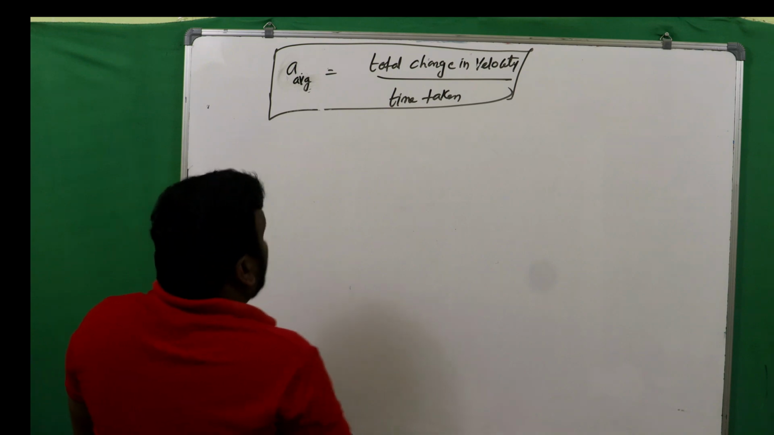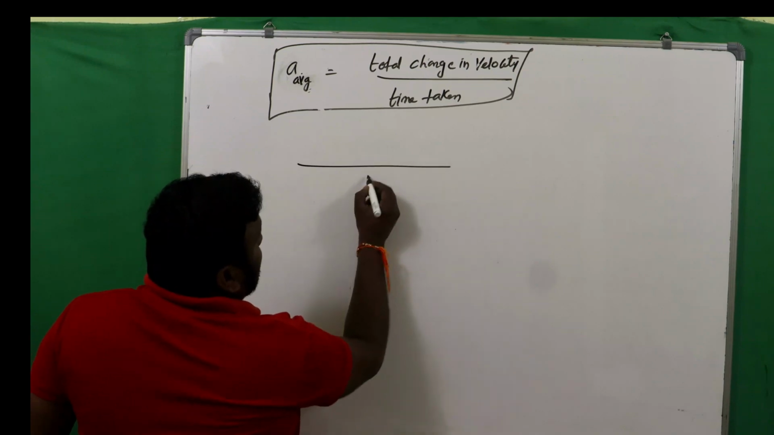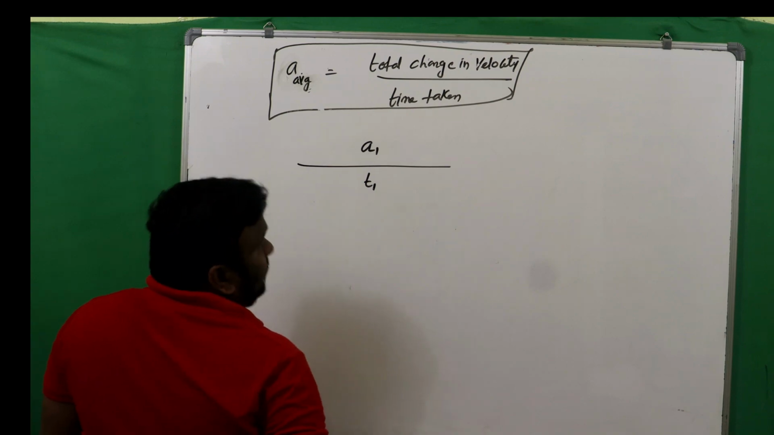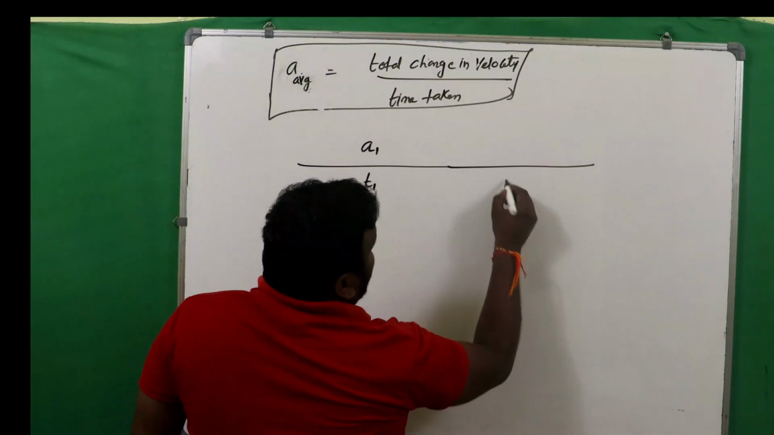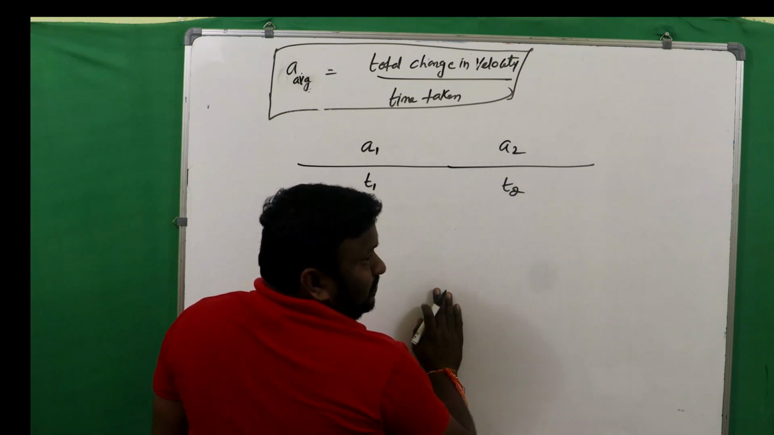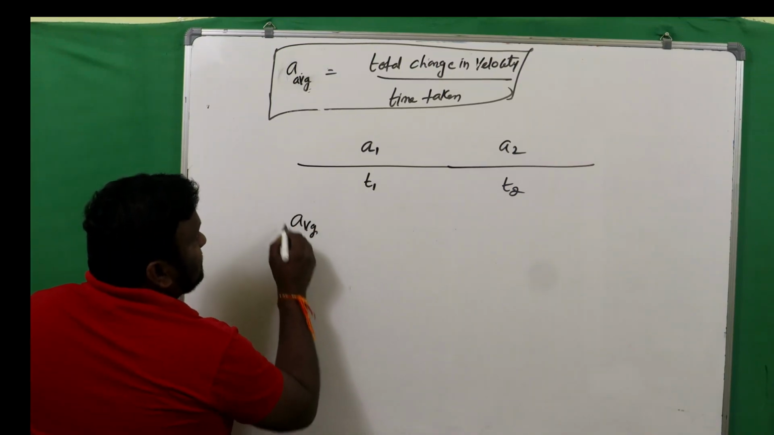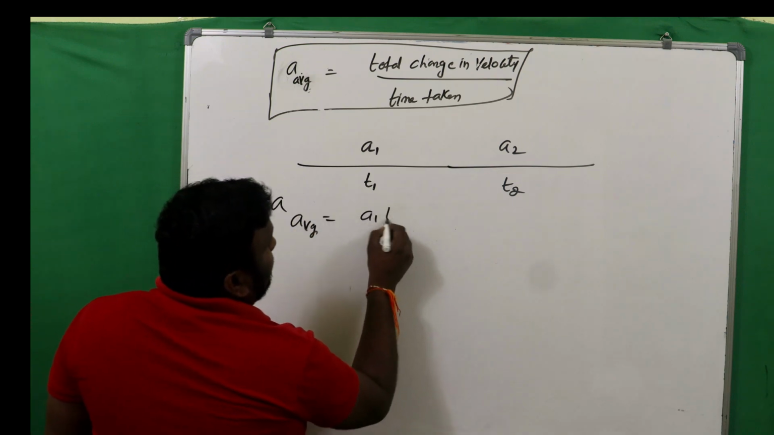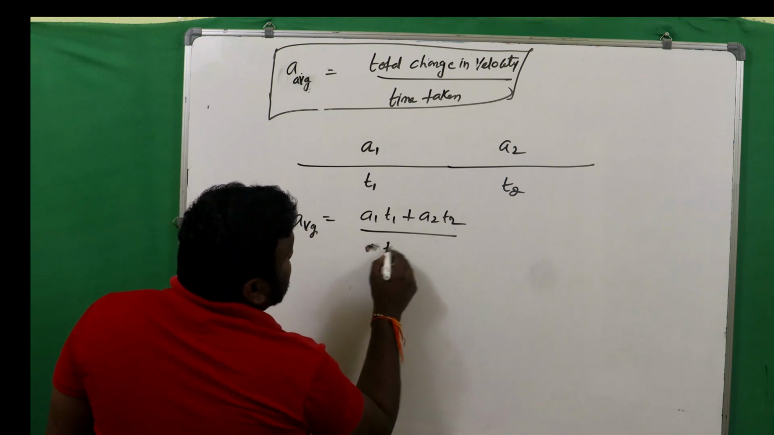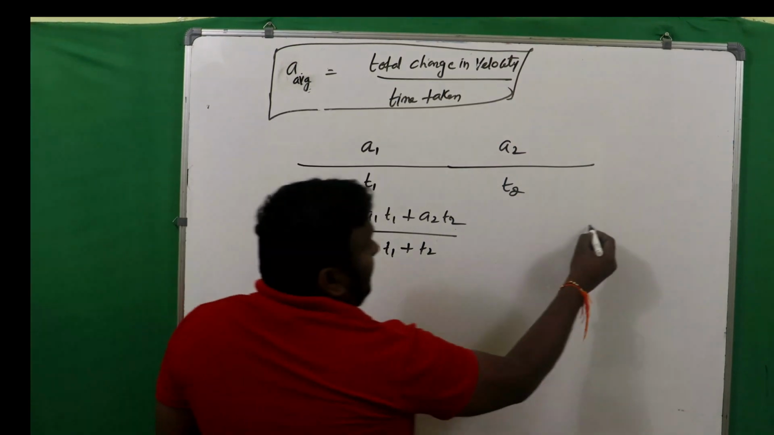So that is what you have to remember. Here, for example, we have one case: for the time t1 the body is in motion with some acceleration a1, and for the time t2 the acceleration should be taken as a2. The formula for average acceleration is nothing but (a1 t1 plus a2 t2) by (t1 plus t2). Clear?